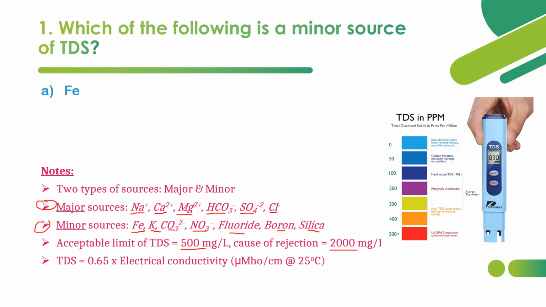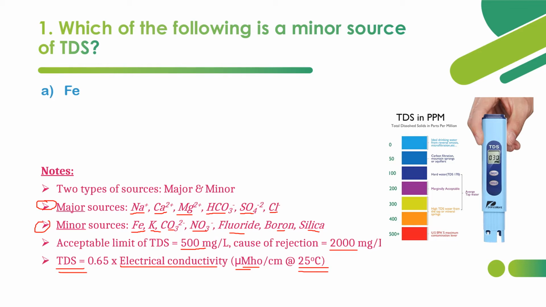TDS can be calculated by using electrical conductivity. How is it calculated? TDS is equal to 0.65 times electrical conductivity, and the electrical conductivity has to be in micromho per centimeter. 1 mho, the inverse of ohm, is nothing but 1 ampere per volt. So we use electrical conductivity to find the amount of TDS present, and it has to be at 25 degrees Celsius. This is how we can calculate the TDS value.